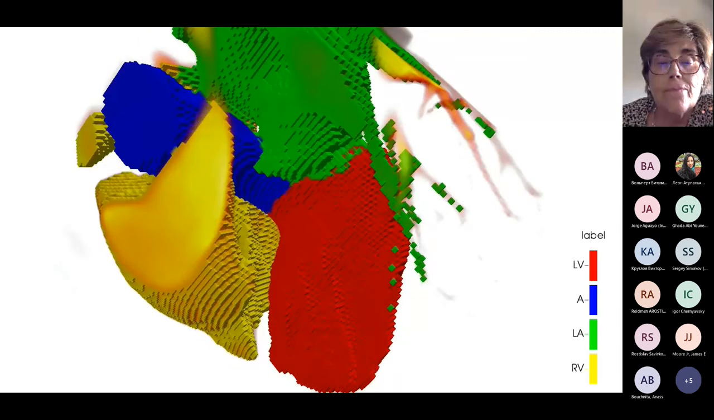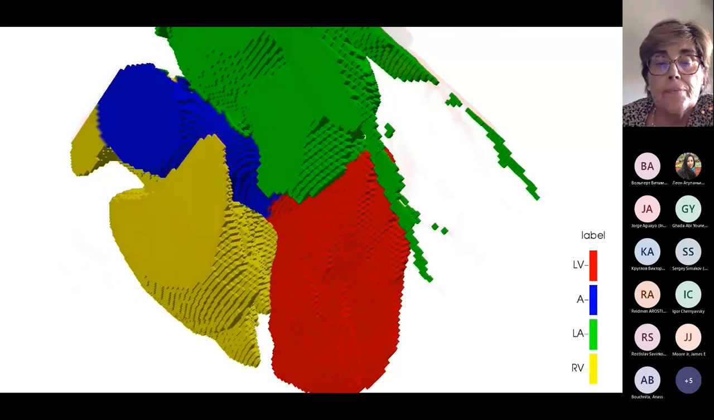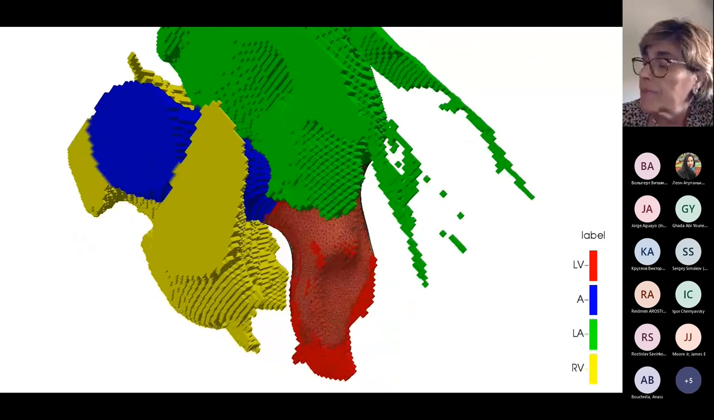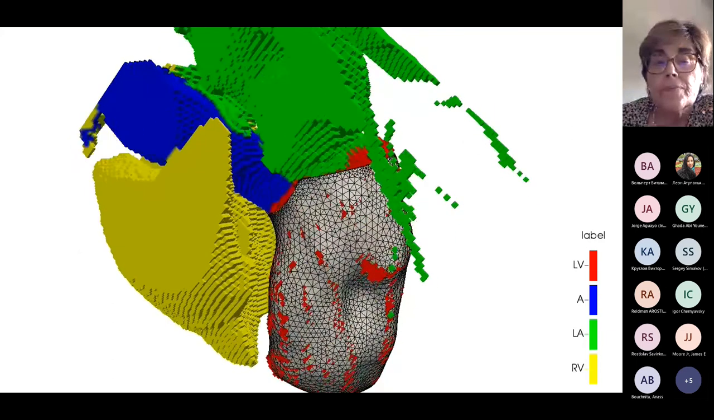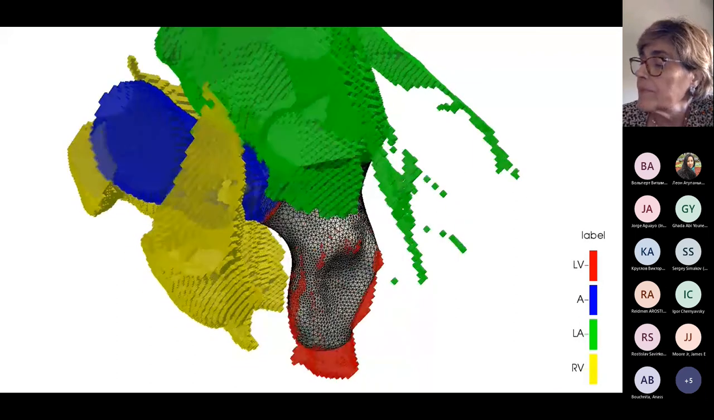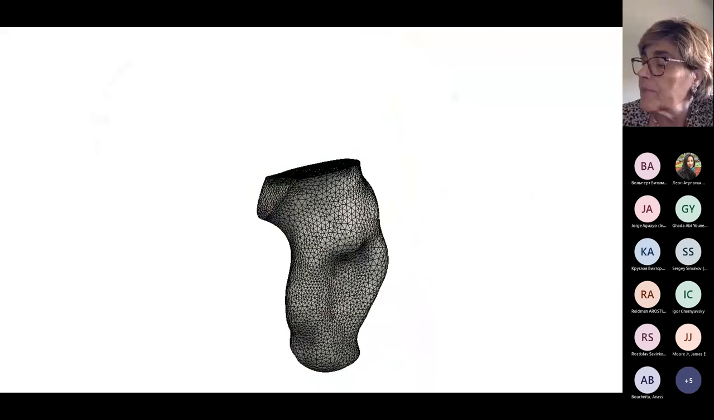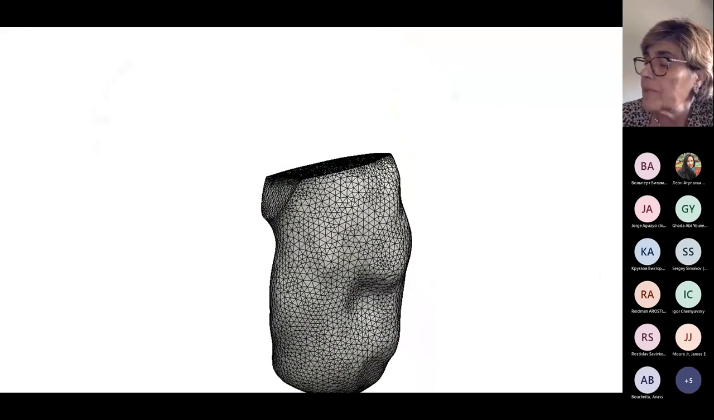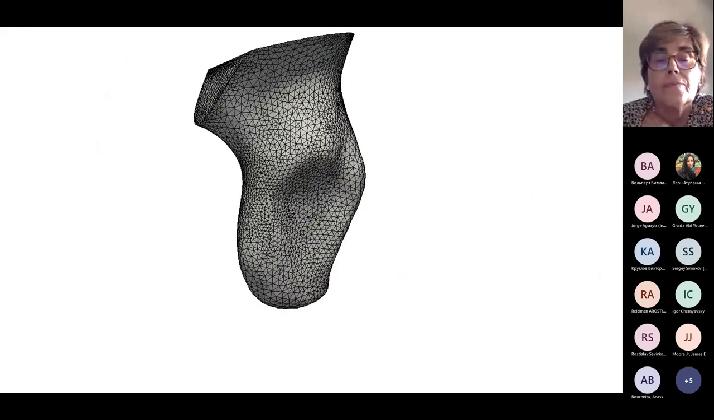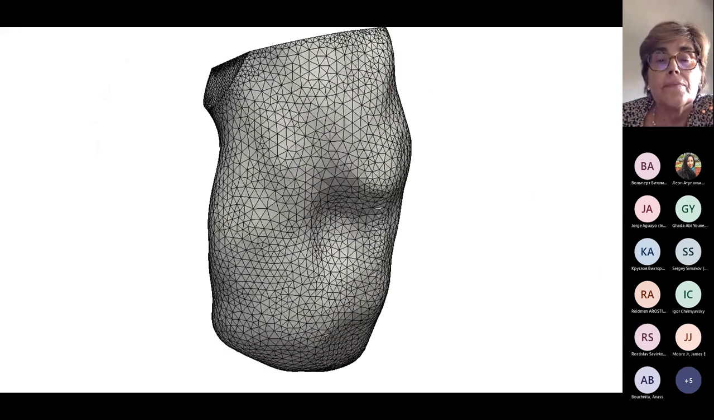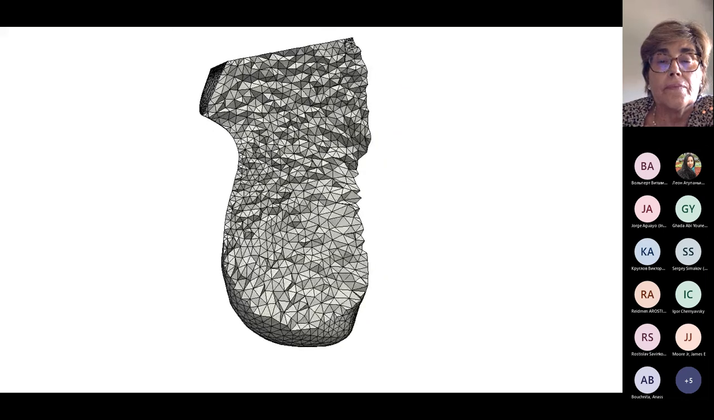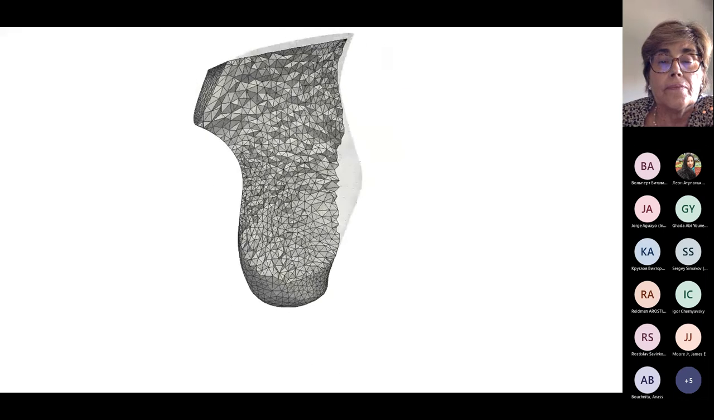So this is a sequence of segmented images for the left ventricle, which is in red. Then you will see the sequence of the meshes, which are topologically invariant, for the left ventricle. They are in gray. And this beating mesh actually defines the deformation, the transformation map psi, which enters the Navier-Stokes equations. And we solve Navier-Stokes equations on this sequence of meshes.